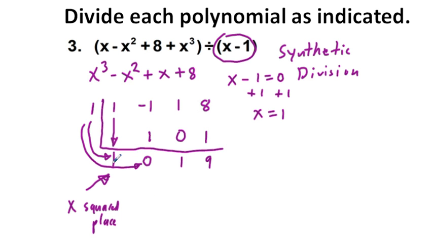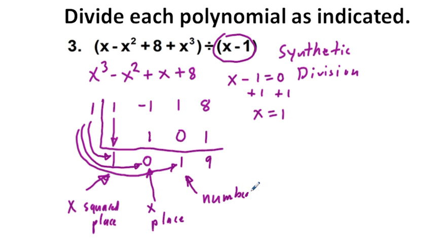So the answer we're looking at is, I forgot to draw the arrow here, 1 times 1 is 1. Okay. What we're looking at is, this is our x squared place, 1. This 0 is in our x's place. This 1 is in our numbers place. And finally, this 9 is what we call a remainder. And since the remainder is not 0, we know that x minus 1 is not a factor of x cubed minus x squared plus x plus 8.